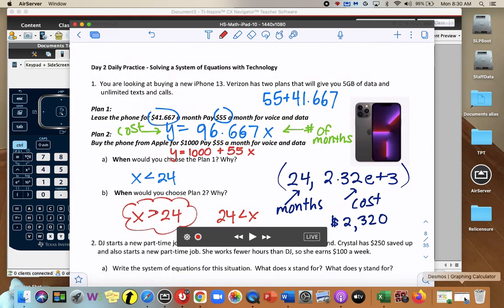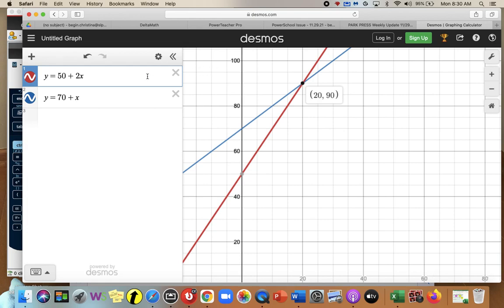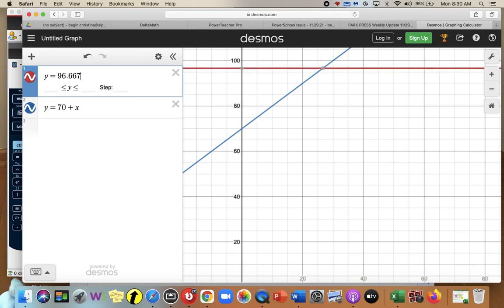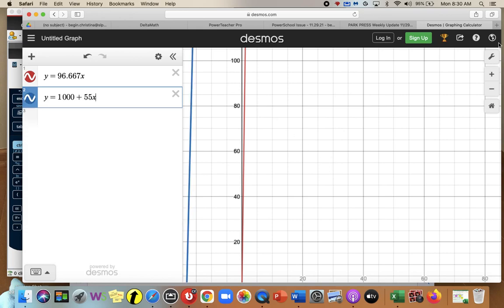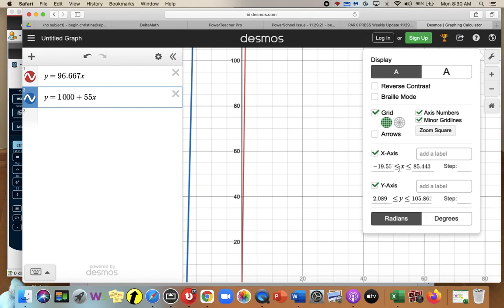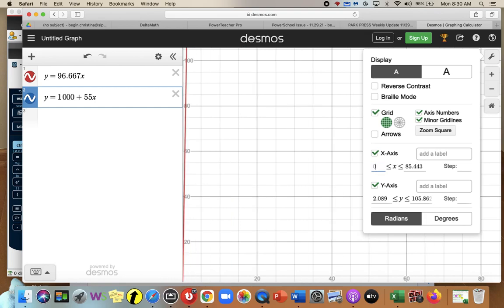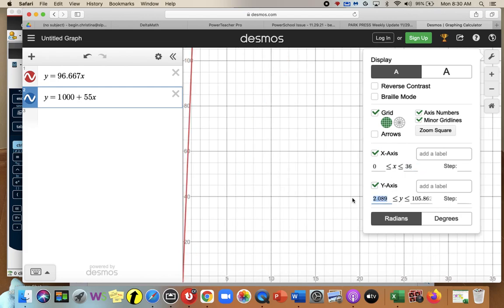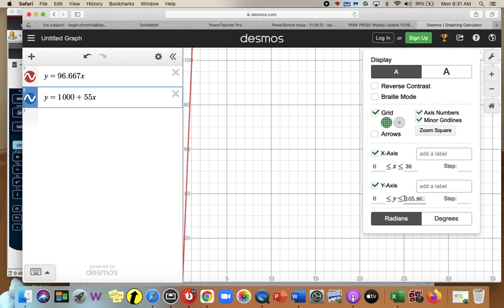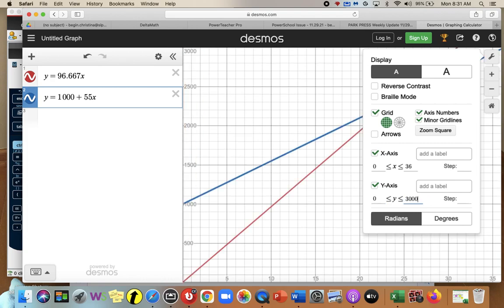So let's do the phone Plan 1 with Desmos. Okay, so again, let's just type in, the first one was about $96.667 per month. The second one, you paid $1,000 for that phone, but then it was $55 per month. Let's change our window settings. Let's go from 0 to, this is time, we knew it was 24 months, so I went out to 36 months. And then for the cost, let's go up to $3,000.